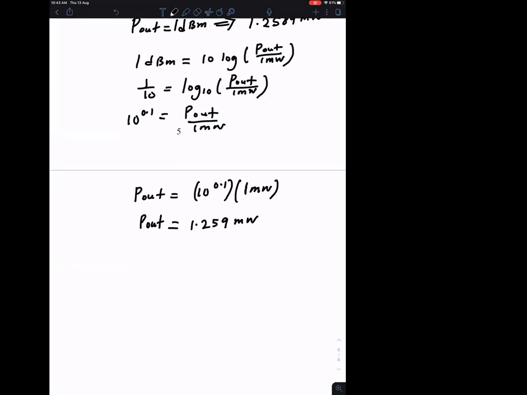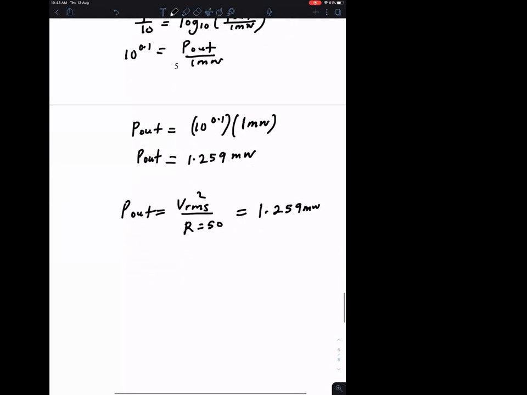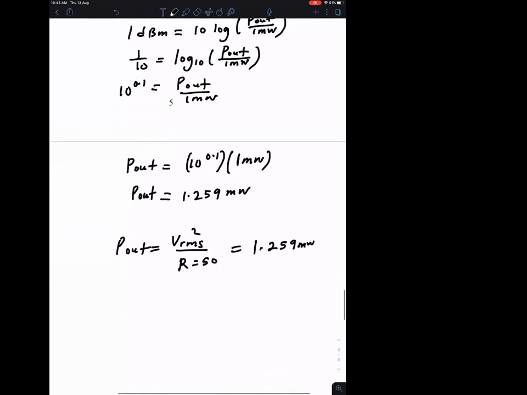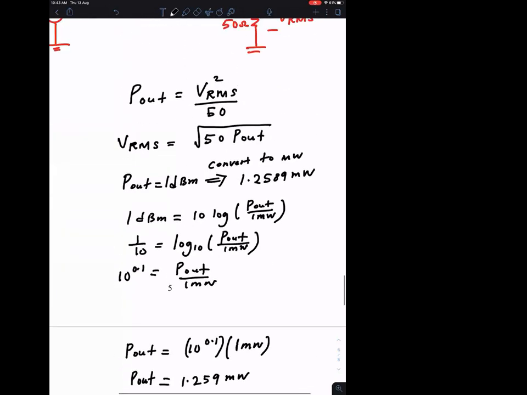And then from there, P out is Vrms squared over R, which happens to be 50, equals 1.259 milliwatts. Right? We already have this formula earlier. We can simply use this formula.